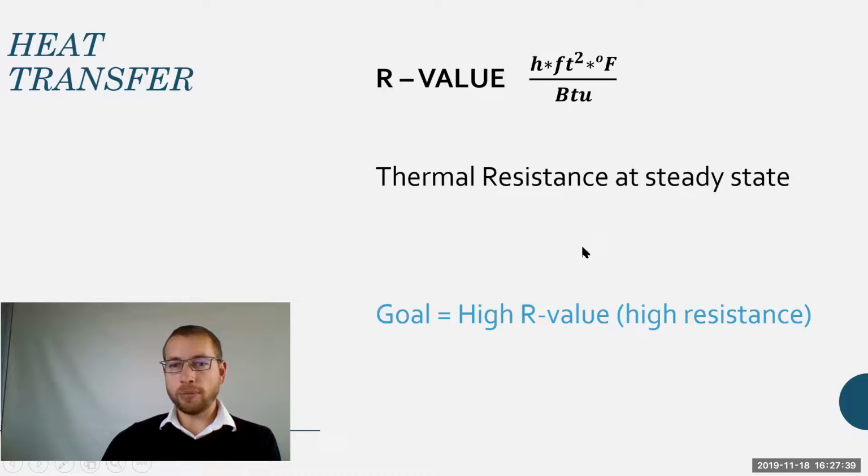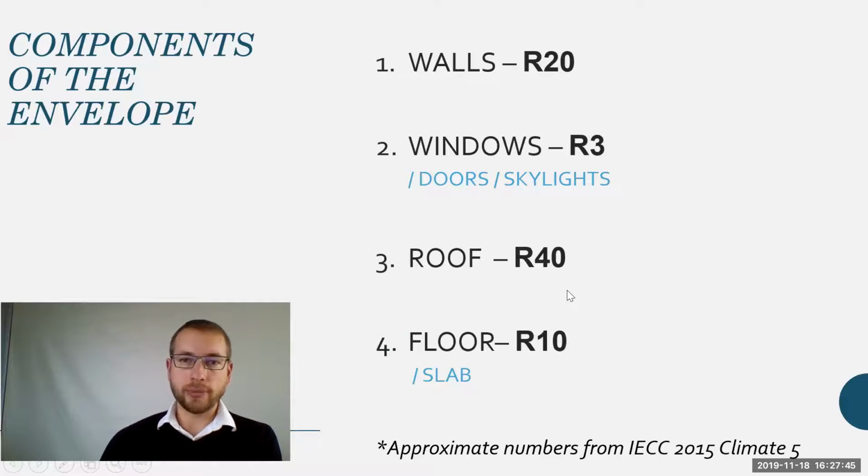And what we want for our buildings is a high R value. What do I mean by high? Well, let's just add in some kind of typical numbers here. Once again, I'm referring to the IECC 2015 code for commercial buildings. This is what's used in Idaho right now. For walls, we want them insulated at a thermal resistance of R20.